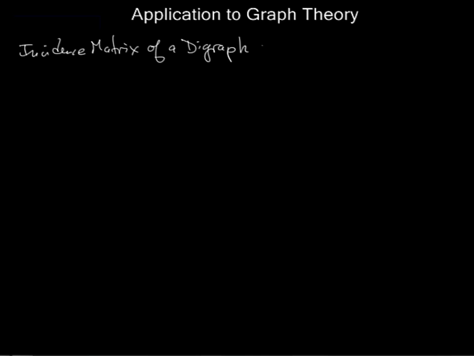So let's look a little bit more at these incidence matrices. Let's start with an example. Let's take a very simple loop. 3 nodes and 3 edges. The incidence matrix for this looks like this.